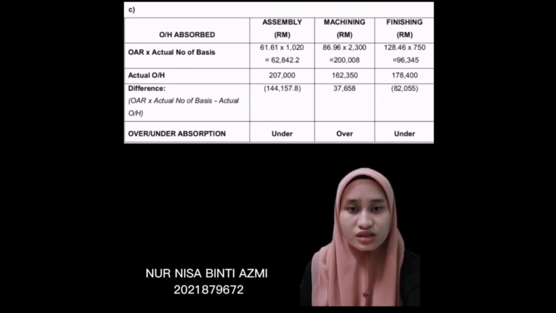178,400 we get from the table on question 1C. Next, 96,345 minus 178,400. The result is 82,055 and it is negative, so the answer is under.